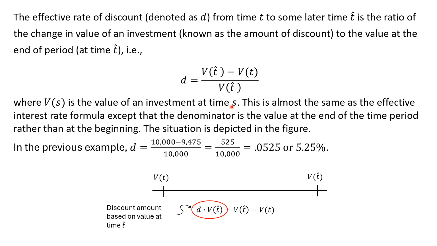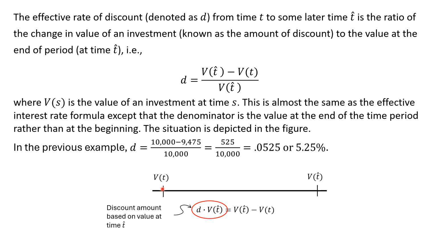So we saw that in our example, where it was the $10,000. We had the difference between the end of the time period, what you pay back, and what you got initially, divided by the value at the end of the time period, $10,000. And that came to the 5.25% for our example.